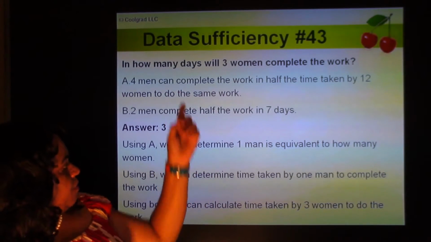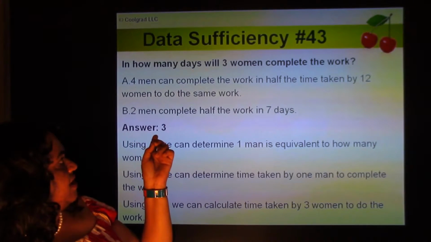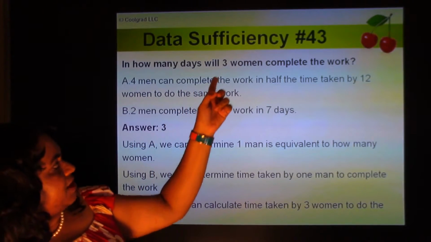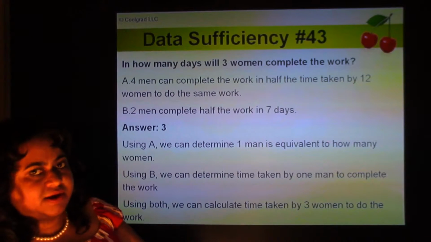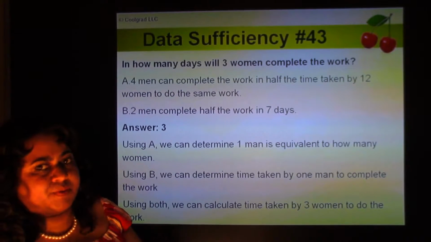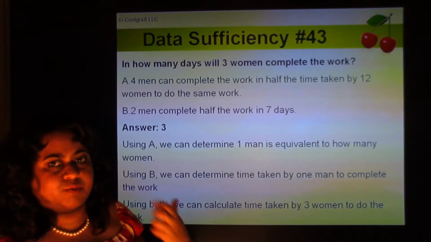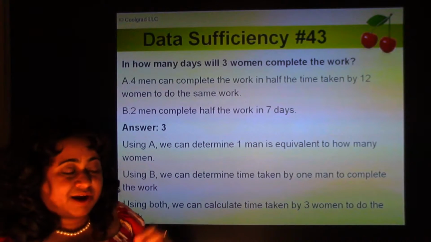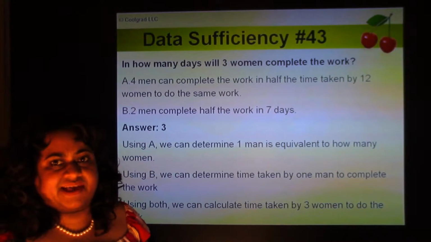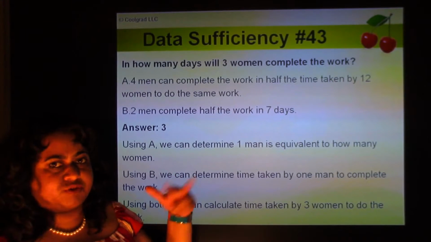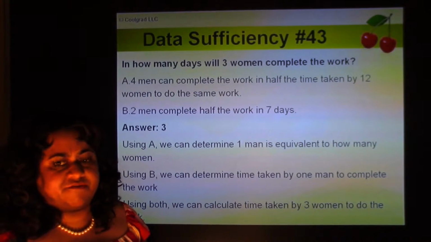So using both the statements together, we can say how much time 1 woman will take to do the work, and from that we can calculate how much time 3 women will take to do the same work. So we pick option 3. Both the statements are required to solve the problem. We don't have to sit and calculate the numbers and find the exact answer. All you have to say is if both the statements are required or either statement alone is enough.